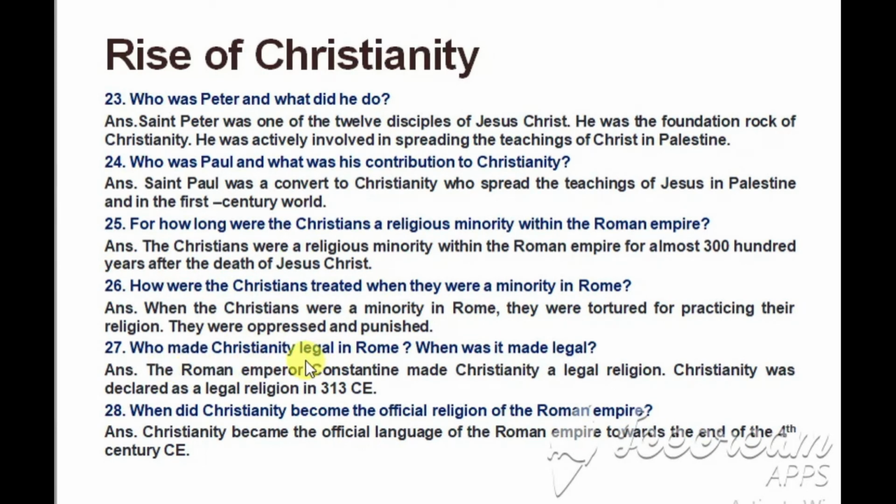Who made Christianity legal in Rome? When was it made legal? The Roman Emperor Constantine made Christianity a legal religion. Christianity was declared as a legal religion in 313 CE. When did Christianity become the official religion of the Roman Empire? Christianity became the official religion of the Roman Empire towards the end of the 4th century CE.